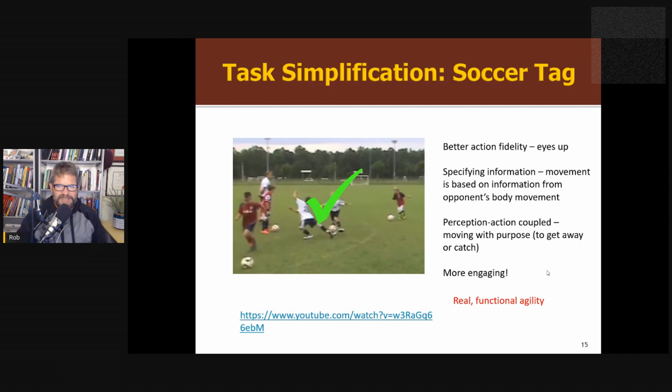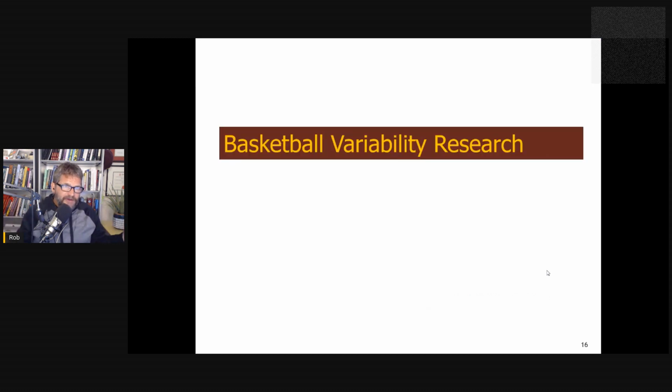It's not fake agility. So I think one of the things we need to concentrate on in basketball and a lot of other sports is moving away from these fake things that we think we can plug back in, right? We need to keep them in context as much as possible and coupled as much as possible. So that's kind of the background, the two theories.